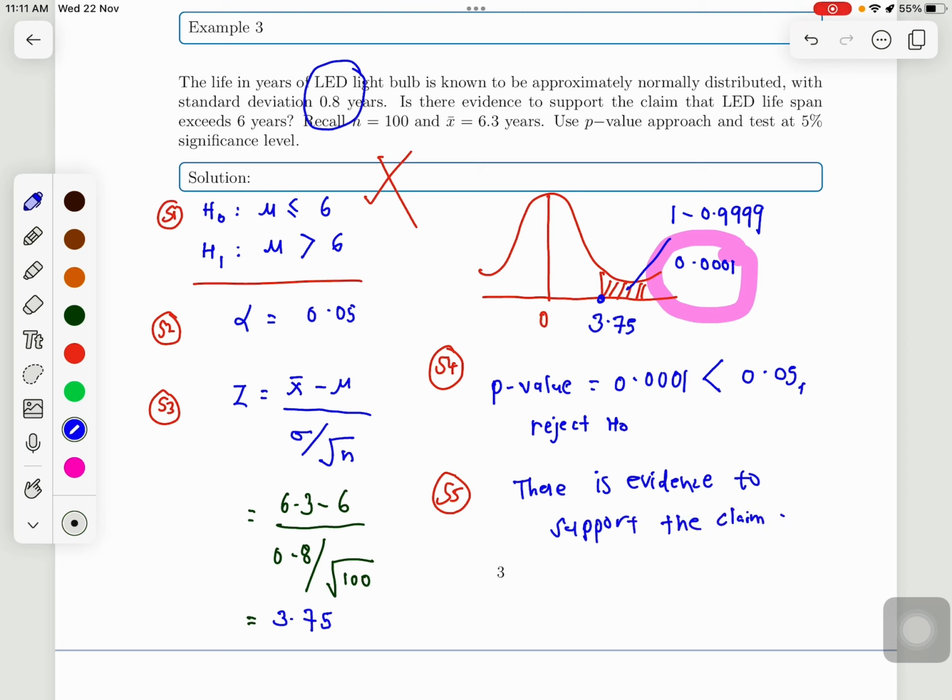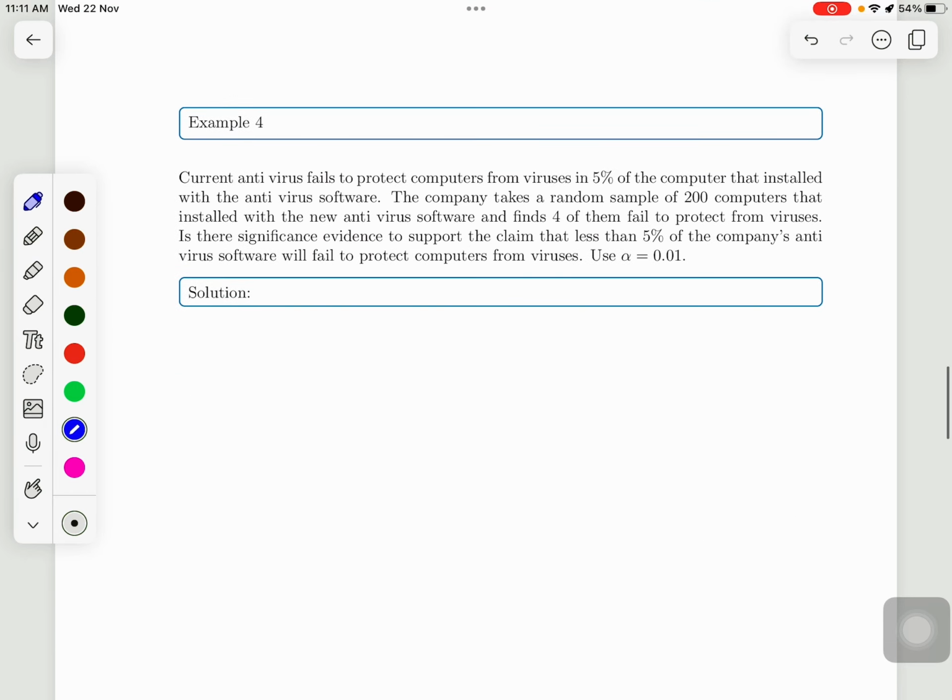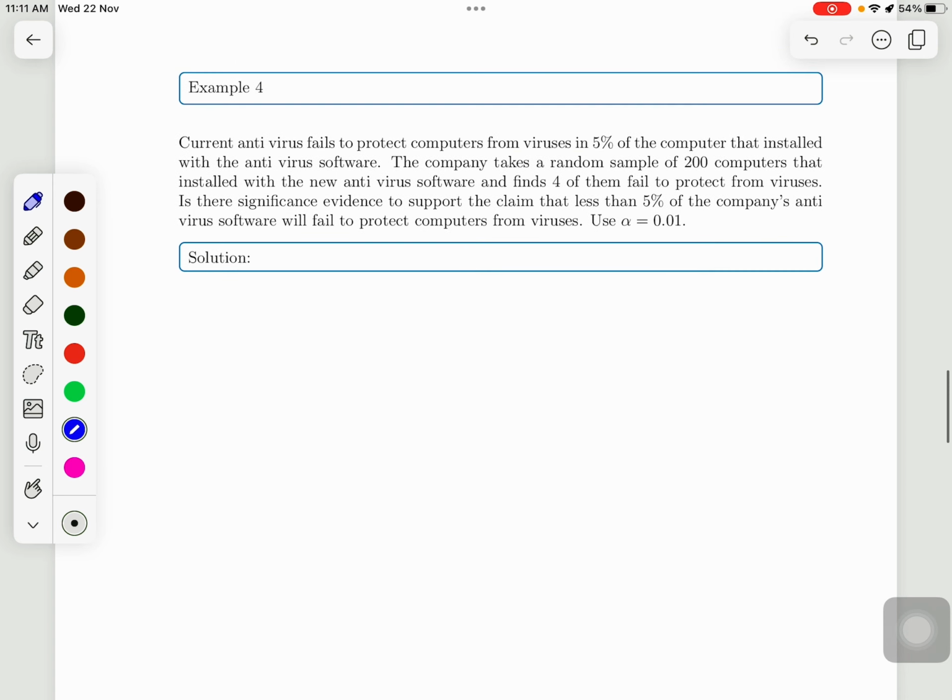Okay, just that. It's very simple. The only crucial step is step 3, because you need to calculate the test statistic value, and from that test statistic value, you try to find the p-value. That's what we call the p-value approach. Okay, so our example 4.